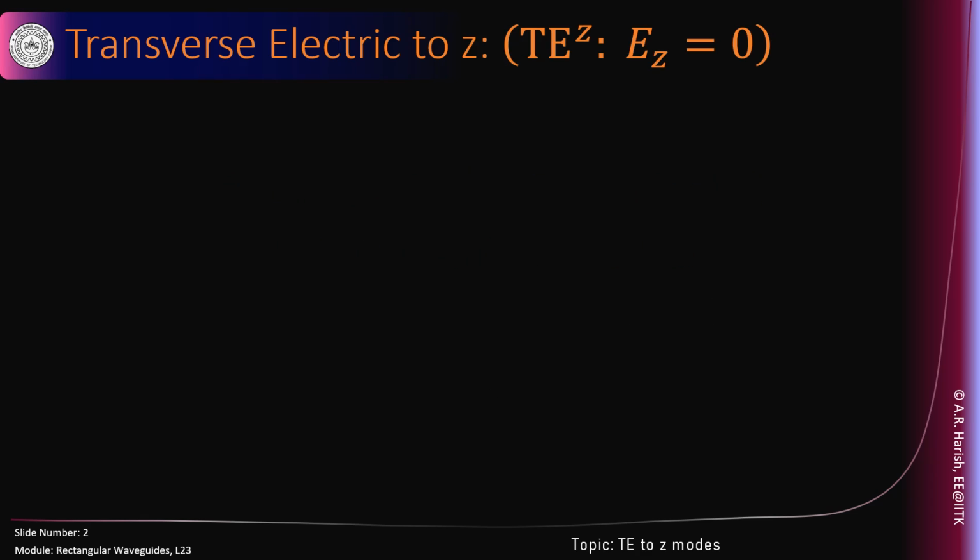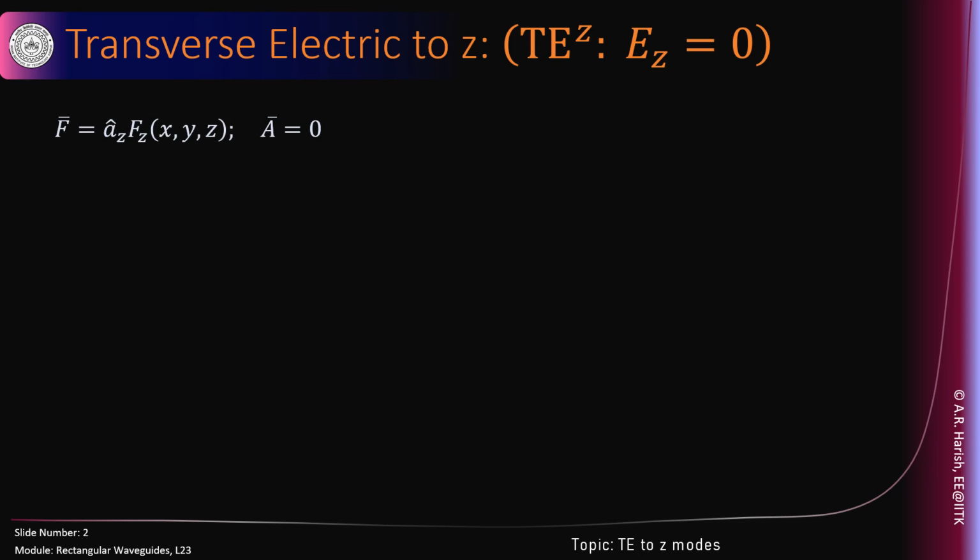So let's consider transverse electric to Z, TE to Z. We always define the coordinate axis to which the fields are transverse, or which component of the field is transverse. In this case, it is transverse electric to Z direction. That means Ez is 0. If I were to say TE to X, then Ex will be 0, and so on.